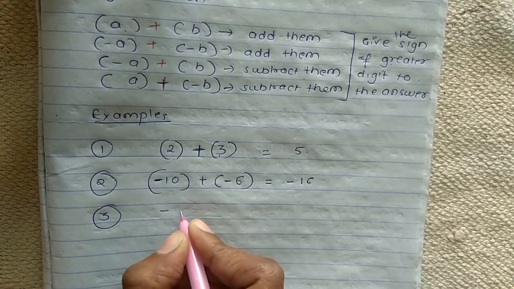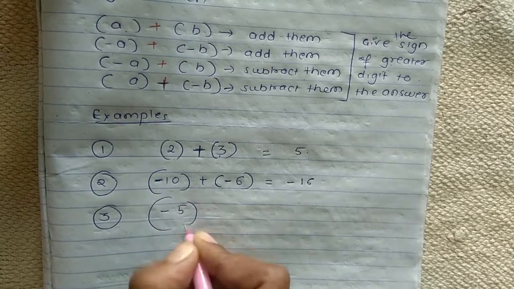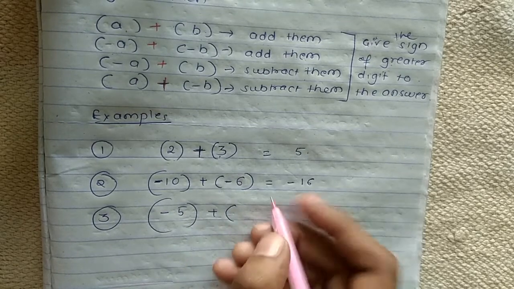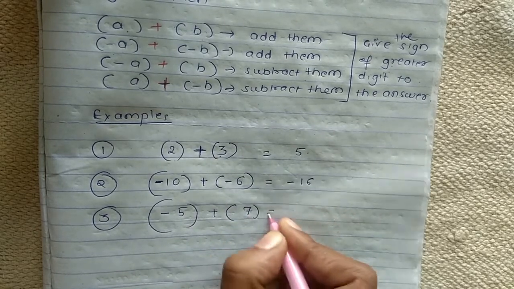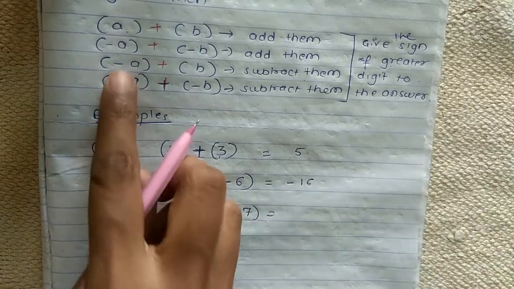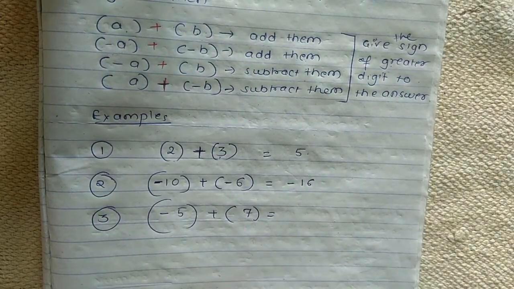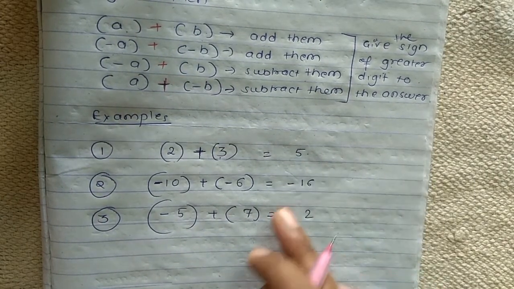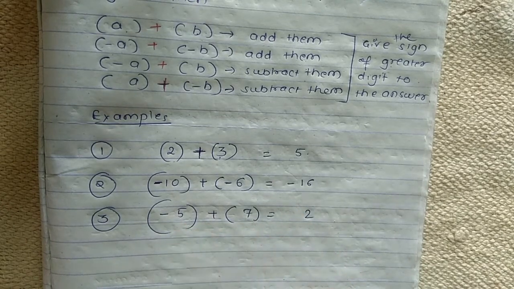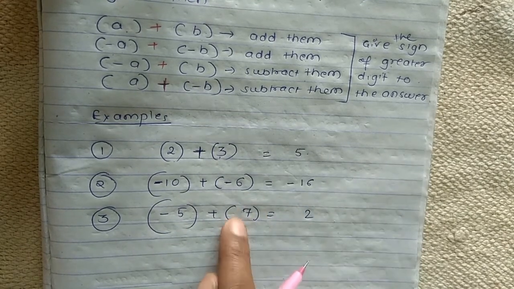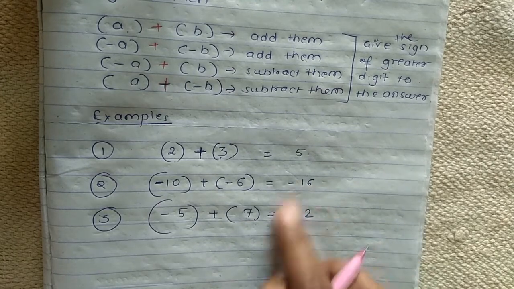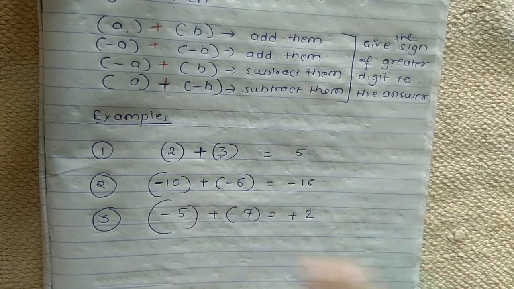So one I'll take here negative, plus you are adding in that positive integer. Let us take 7. So both are having different sign, isn't it? One is minus, one is plus. Then you have to subtract them. 7 minus 5 is 2, and give the sign of greater digit. So among 7 and 5, which is greater? 7. And its sign is plus. So give the plus sign. If you don't give plus sign, then also okay.